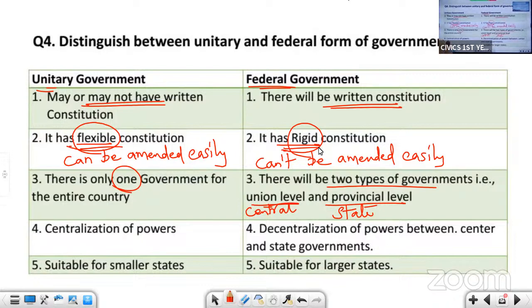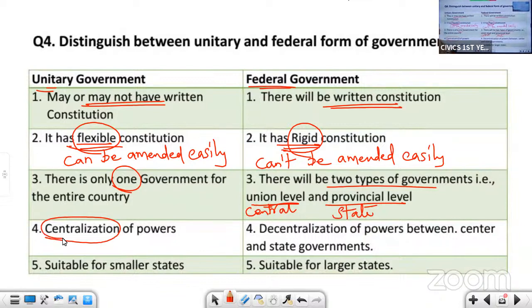So there is centralization of powers. Okay, there is centralization of powers. The power is with the central government. State governments do not exist in unitary government. If at all there is state government, it derives the powers from the central government.